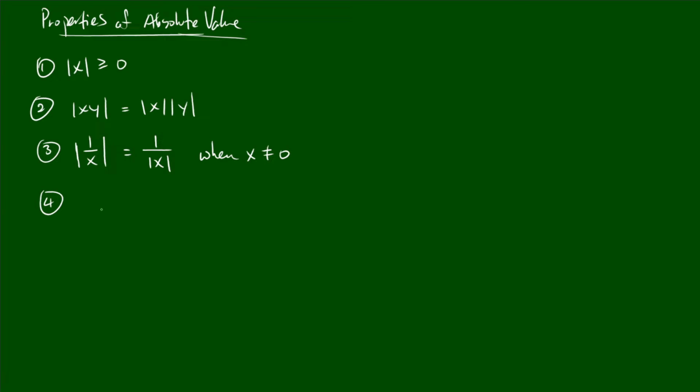The fourth property is that the absolute value of a negative number is going to be exactly the same as the absolute value of the positive, of its opposite. These are exactly the same.